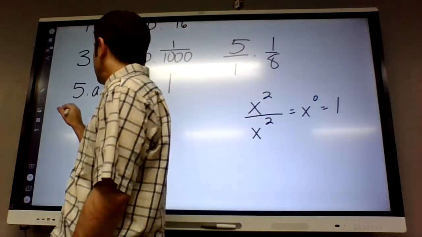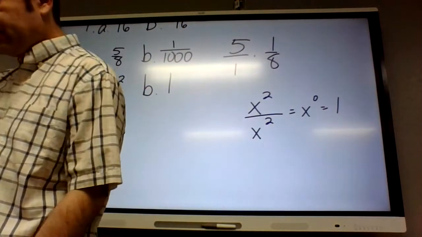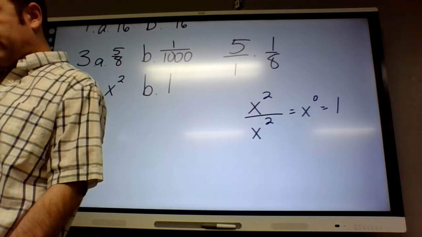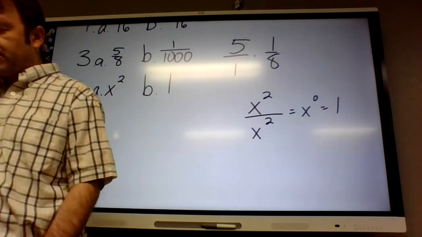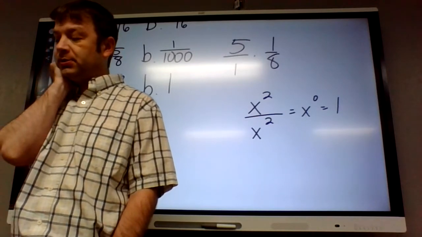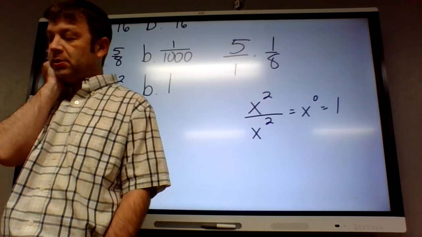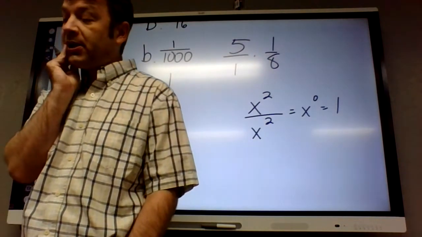Alright. Number 7. So both of those things are to the negative 1. What is 3 to the negative 1? 1/3. What's a to the negative 1 to the negative 1?